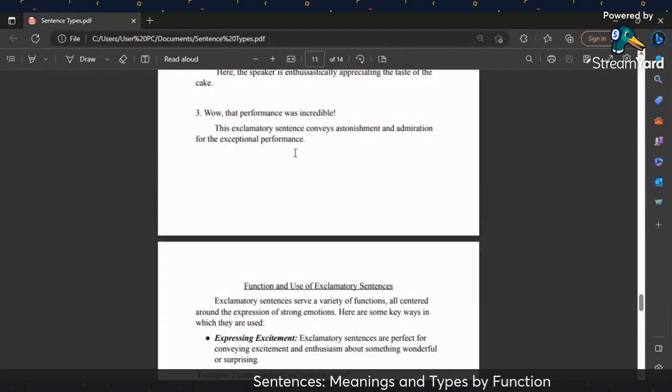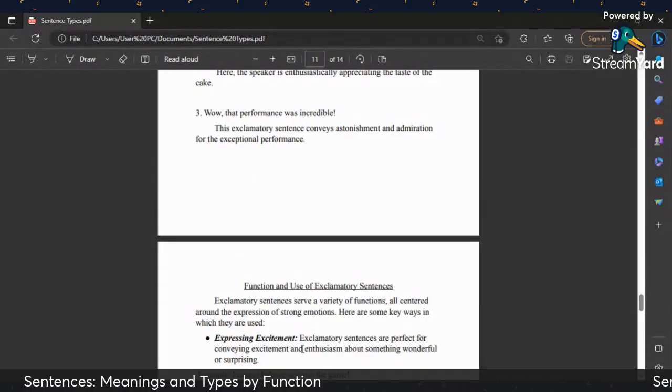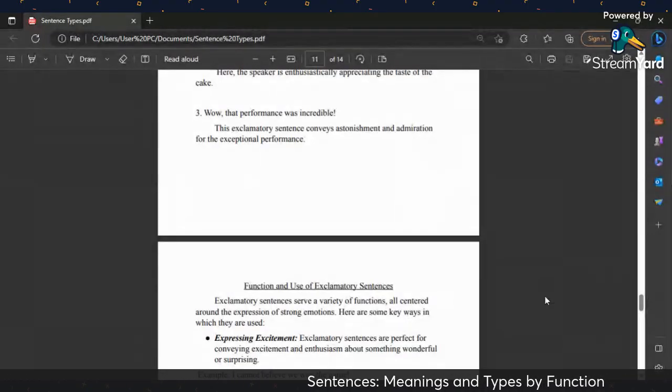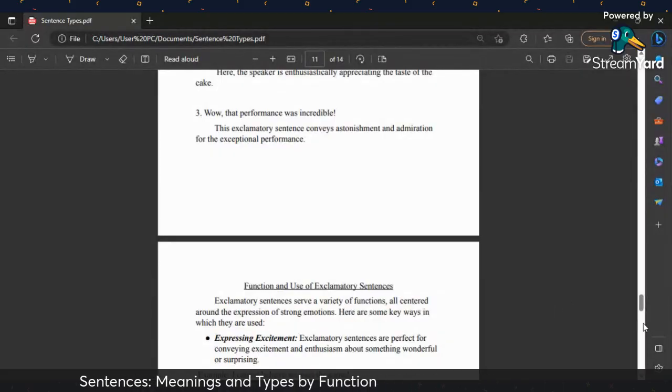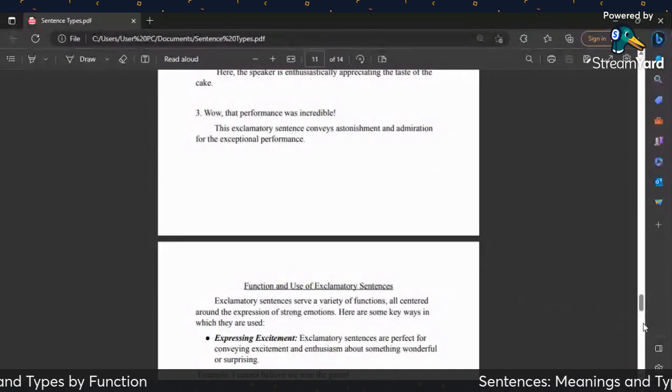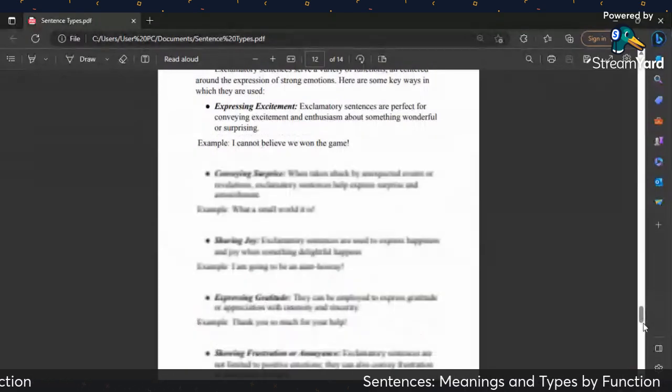The function of exclamatory sentences, the first one, to express excitement. When you're excited, you can make use of your exclamatory sentence and make sure you put an exclamation mark at the end to indicate your emotional depth or to indicate your emphasis. I cannot believe we won the game!